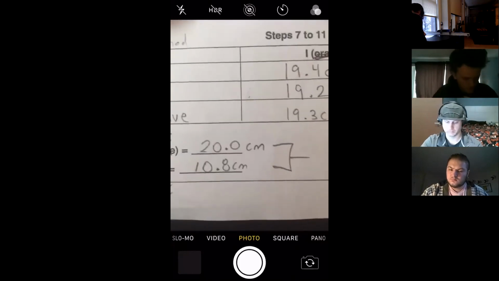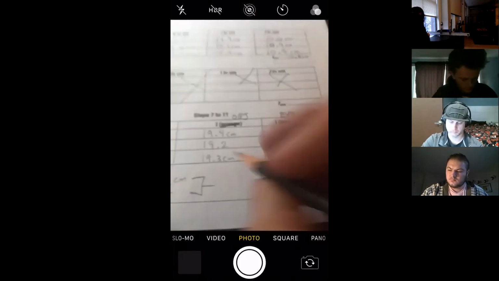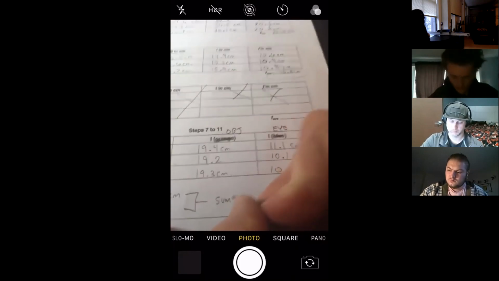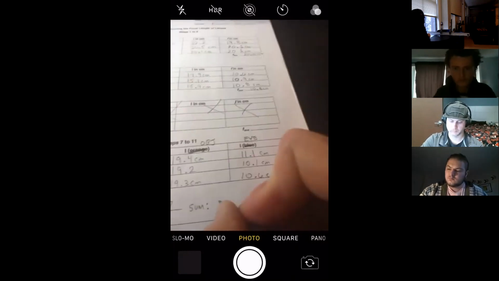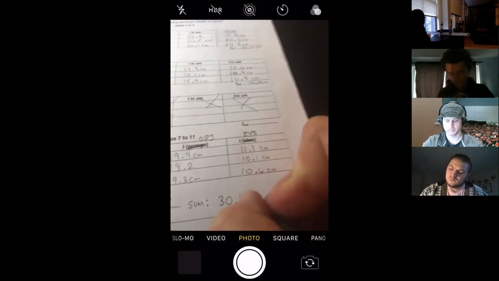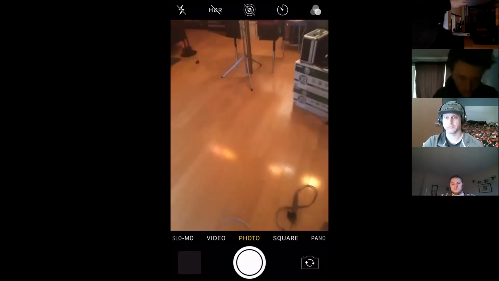Now the next goal is to find the sum of the focal lengths. If we add those two together, the sum is 30.8 centimeters, correct? So we should be able to build our refracting telescope by separating these two lenses by 30.8 centimeters.